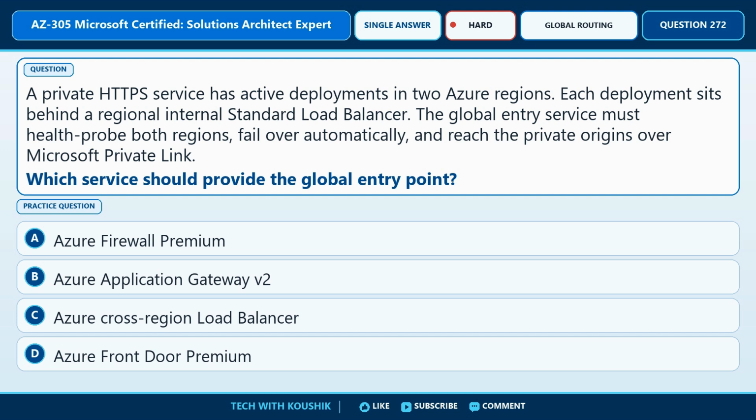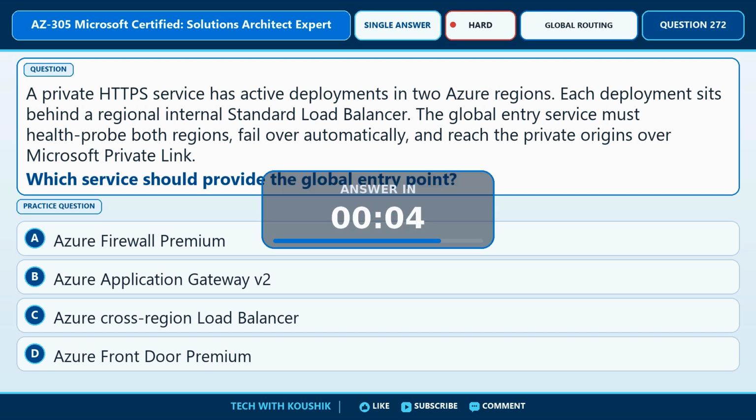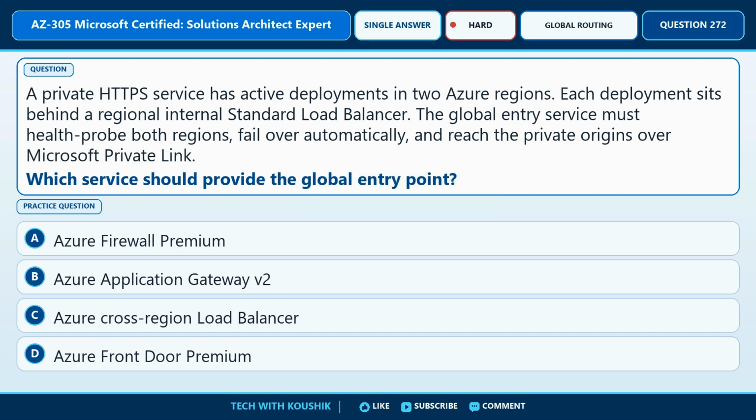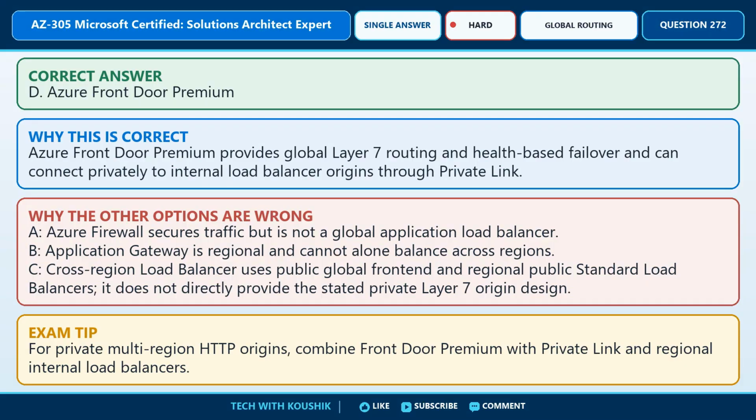Compare the following options. Choice A, Azure Firewall Premium. Choice B, Azure Application Gateway v2. Choice C, Azure Cross-Region Load Balancer. Choice D, Azure Front Door Premium. The appropriate choice is option D, Azure Front Door Premium. The key reason is Azure Front Door Premium provides global Layer 7 routing and health-based failover and can connect privately to internal load balancer origins through Private Link.